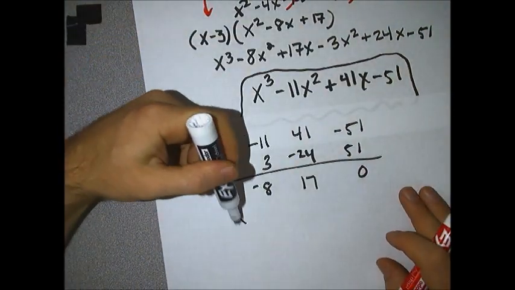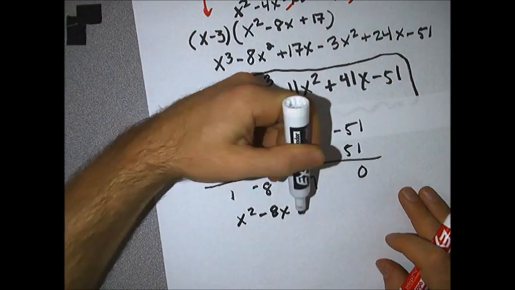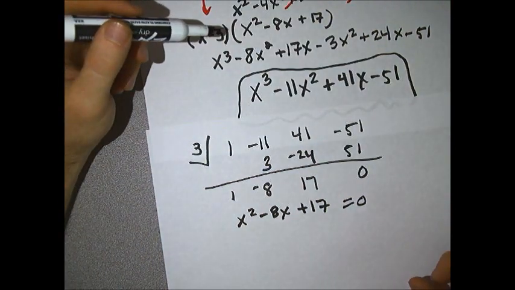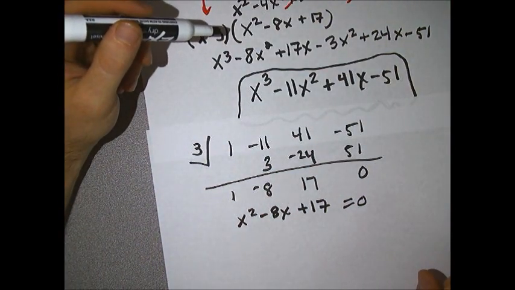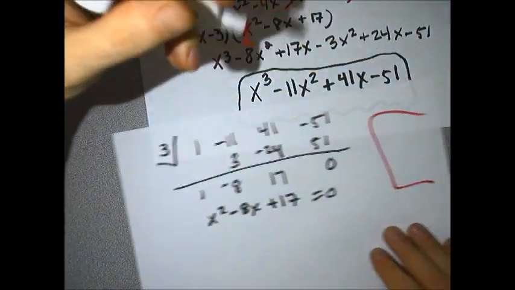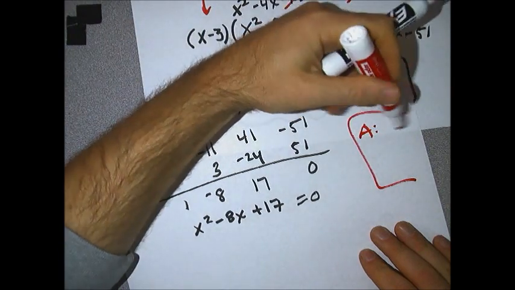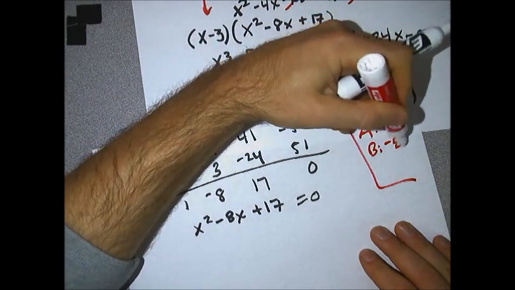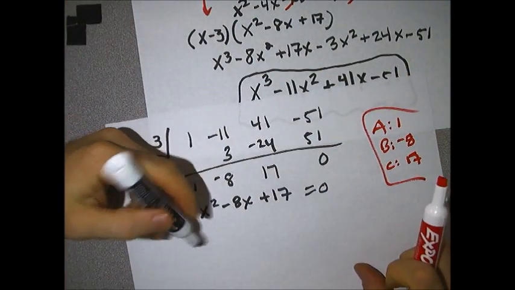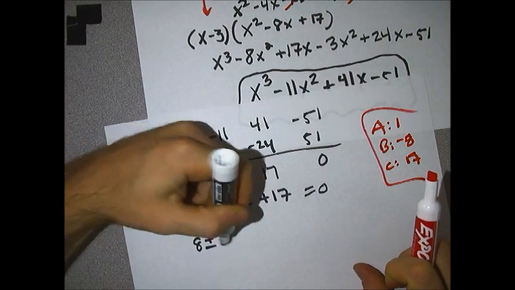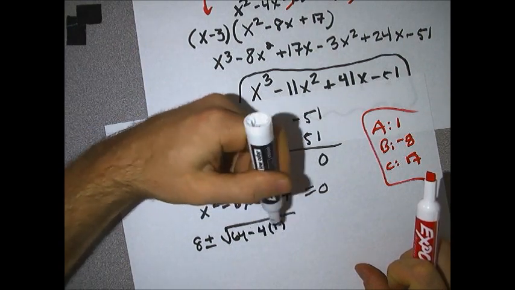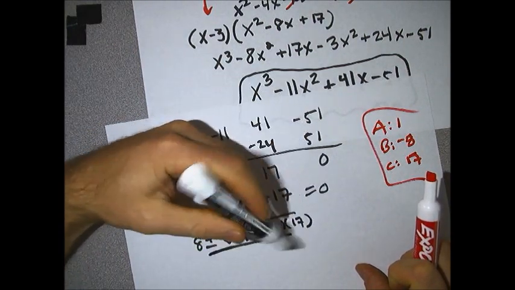So this is x squared minus 8x plus 17. I want to set this equal to 0, and I want to find its zeros. How do I go about doing that? I use the quadratic formula. So let's make an ABC box. So a is 1, b is negative 8, c is 17. So negative b is a positive 8 plus or minus the square root of b squared minus 4ac, all over 2a.